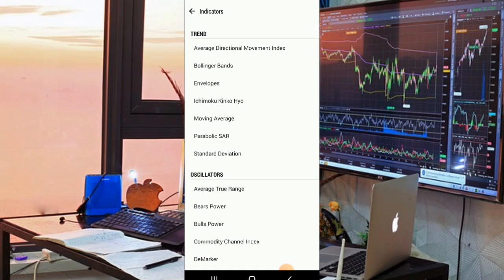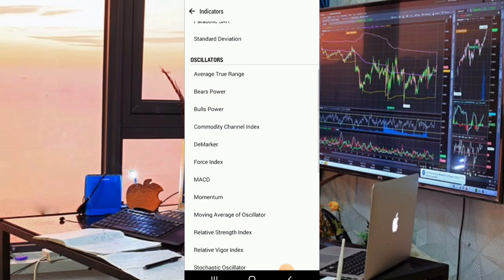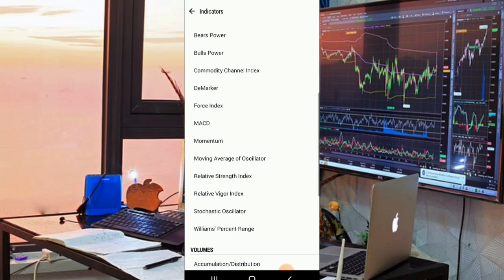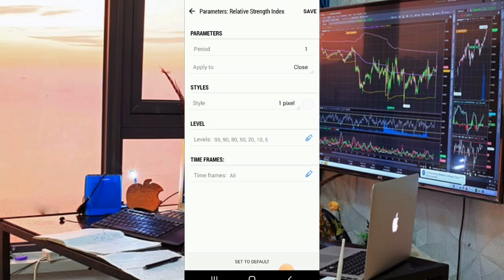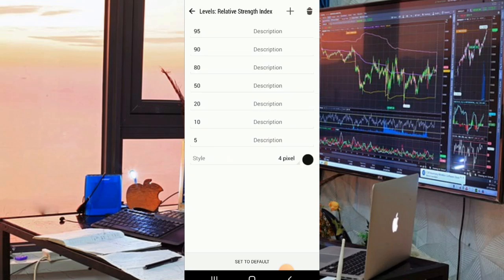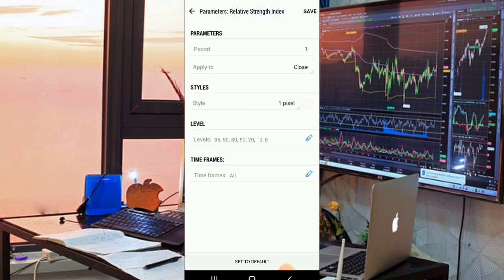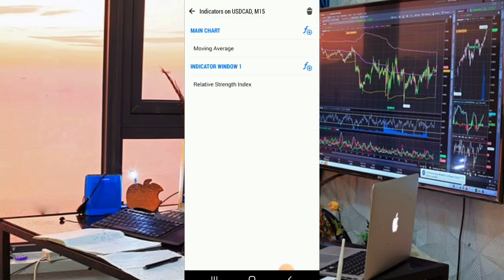Then the next thing, you're going to come to the main chart again, and on the main chart you are going to go down and put on the relative strength index. For the relative strength index, you're going to put period 1, apply to close, and put the levels as you see them over there: 95, 90, 80, 50, 20, 10 and 5. Please make it black if your screen is white. Otherwise, for those who are using a darker screen, please use a color that is going to be visible well. And then you're going to click save.